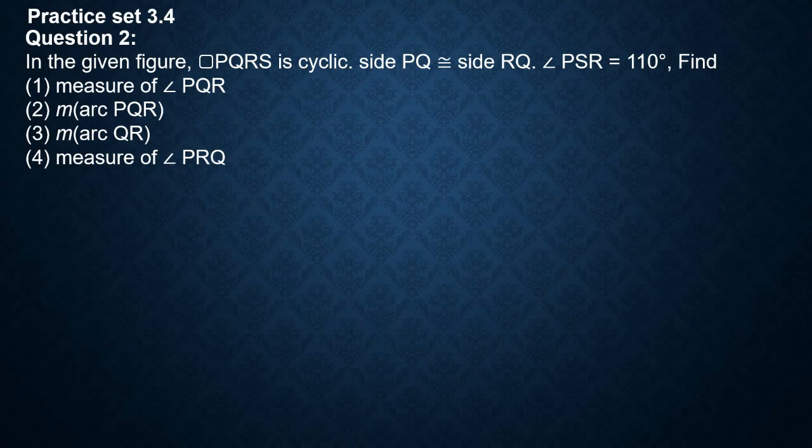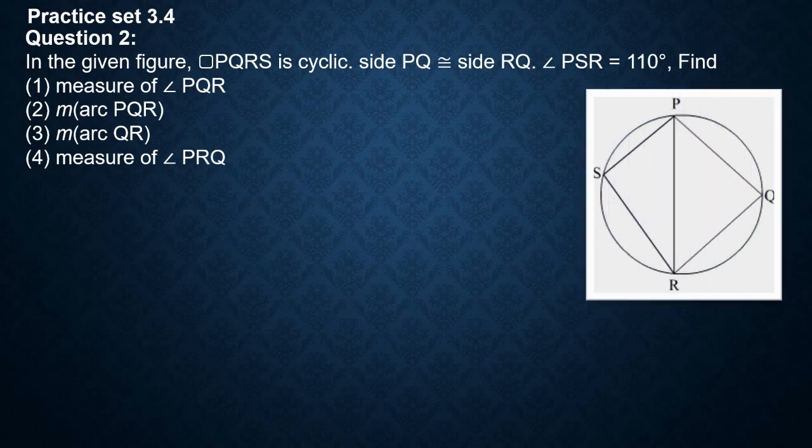Let us start with the second sum of practice set 3.4. The question says, in the given figure, quadrilateral PQRS is cyclic. Side PQ is congruent to side RQ, and measure of angle PSR is 110 degrees. First, we have to find the measure of angle PQR. Second, we have to find the measure of arc PQR. Third, we have to find the measure of arc QR. And fourth, we have to find the measure of angle PRQ. Let us start with the solution.